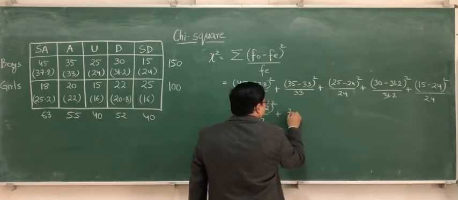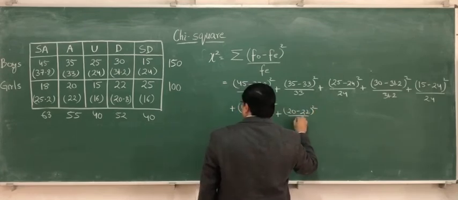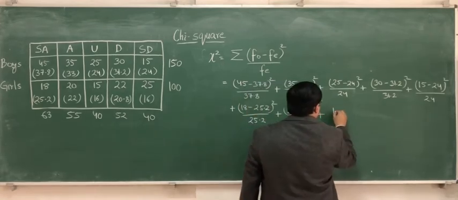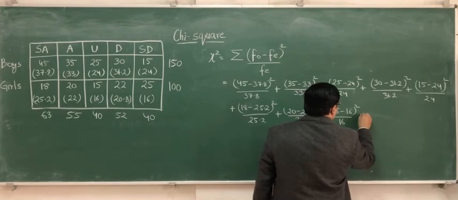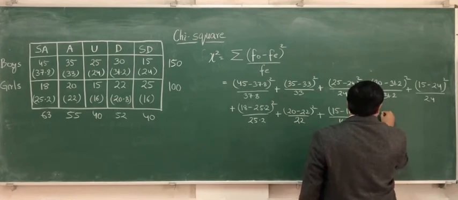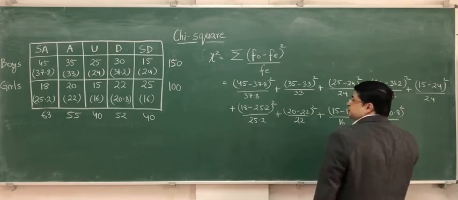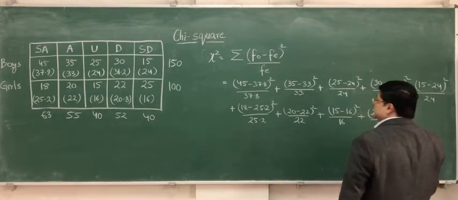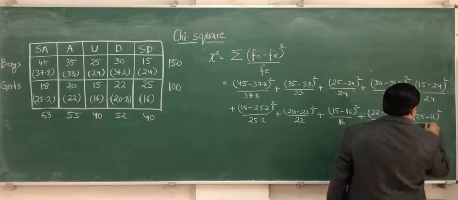plus 20 minus 22 square upon 22, plus 15 minus 16 square upon 16, plus 22 minus 20.8 square upon 20.8, plus the last one, 25 minus 16 square upon 16.